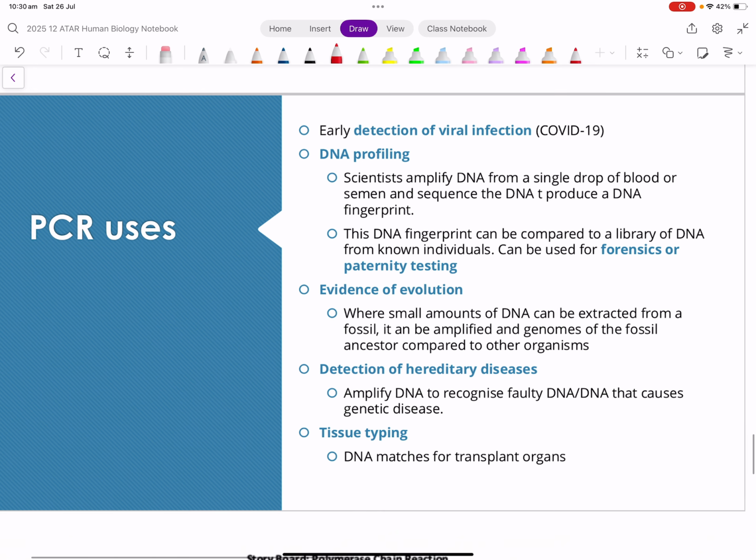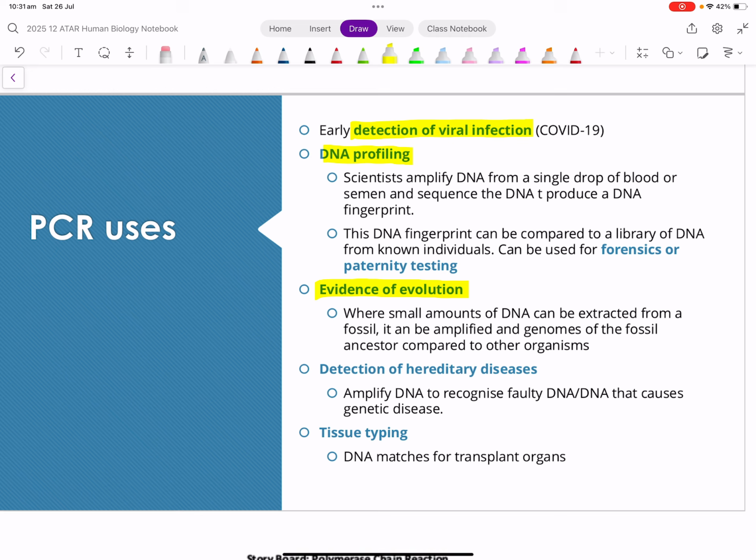So first of all, as during COVID times, and as I mentioned at the start of this lesson, we can detect viral infection at an early stage by taking a small sample of DNA found in, say, the mucous membranes and the mucus produced by them, and we can multiply that so we can get a better idea of what's going on. We can also use it in DNA profiling, which we'll look at quite significantly in our following lesson on gel electrophoresis. It's really important for us for evidence of evolution.